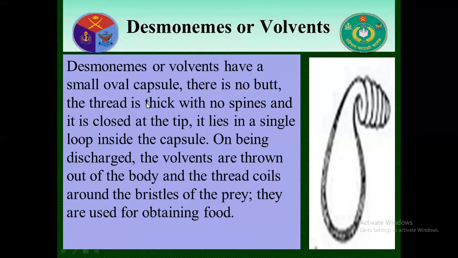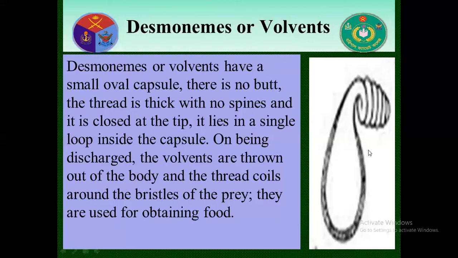Desmonemes or volvents. Desmonemes or volvents have a small oval capsule. There is no bud. The thread is thick with no spine, and the thread is coil shaped and closed at the tip. It lies in a single loop inside the capsule. On being discharged, the volvents are thrown out of the body and the thread coils around the bristle of the prey. They are used for obtaining food. So this is the figure of volvents.